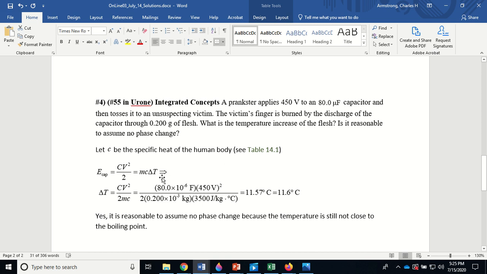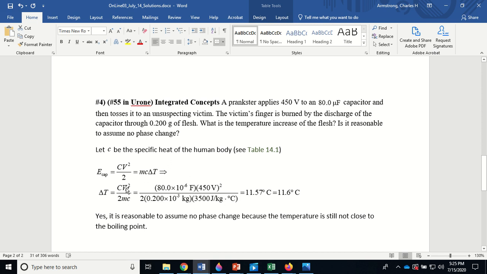You've got this equation, which you probably saw maybe in your 5A class, but definitely in chemistry. This is the amount of energy stored in the capacitor, the amount of energy that went into the flesh. The mass of the flesh is 0.2 grams. The specific heat of the human body, what do they use? They used 3,500 joules per kilogram degrees Celsius.